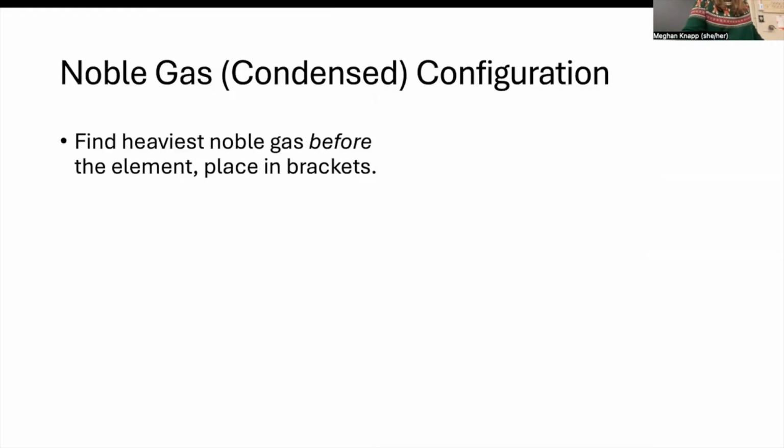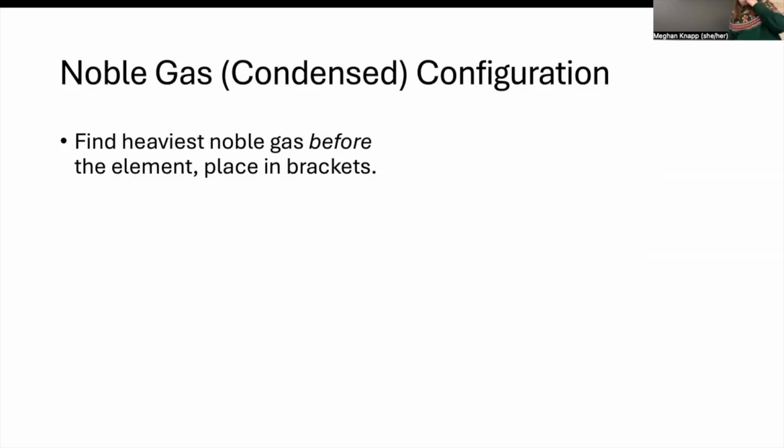Okay, that was a lot to write with potassium. We don't want to always have to write all of those out. So sometimes we will write a noble gas configuration or a condensed configuration. So how do we do that? We find the noble gas that is before the element that is the heaviest. So the noble gas before lithium is helium. The noble gas before potassium is argon.